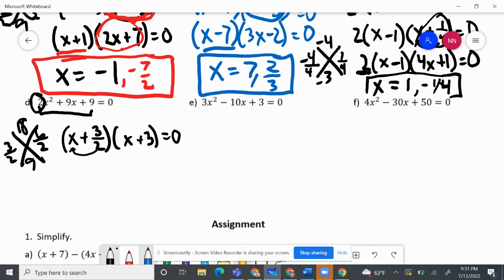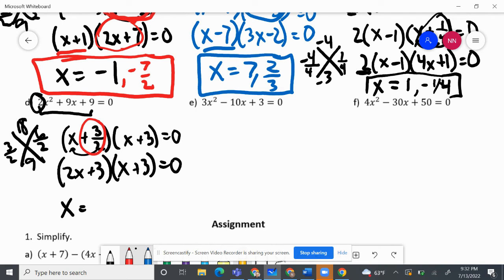Because of the fraction, we're going to do bottoms up, and 2x plus 3 and x plus 3 is equal to 0. We're looking to see what gives the binomial 0, and for the first one, it would be negative 3/2, and for the second one, it would be negative 3.